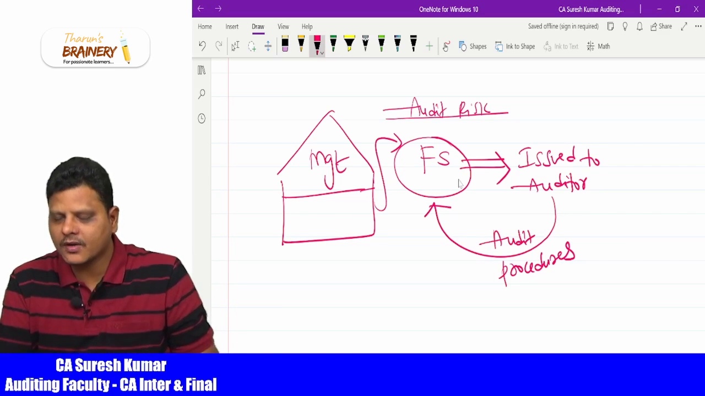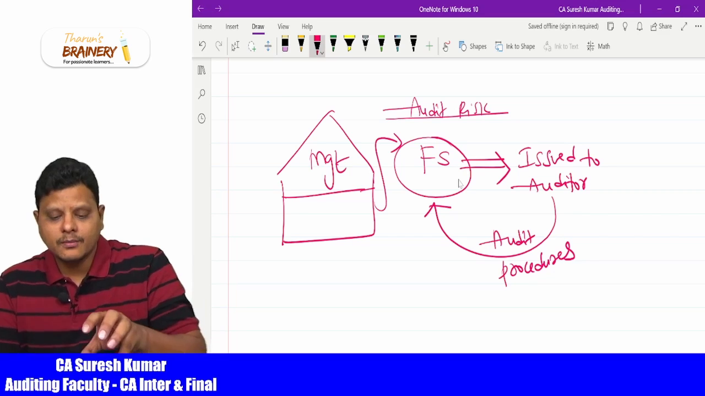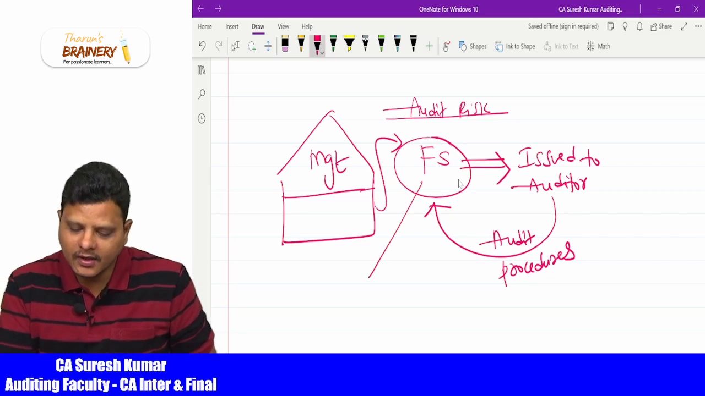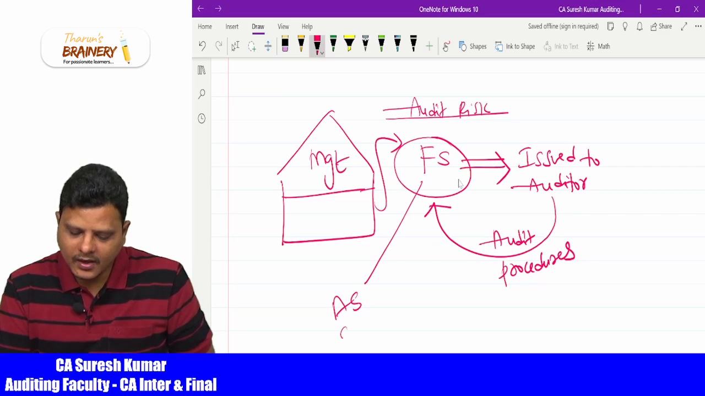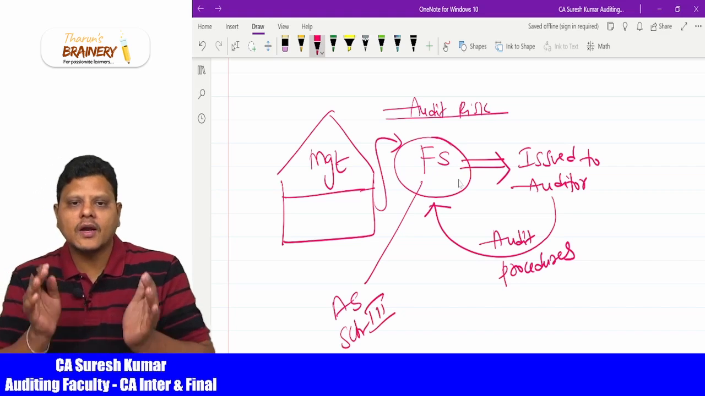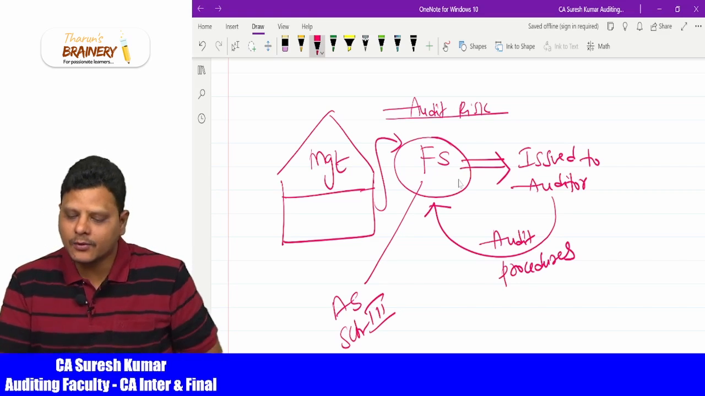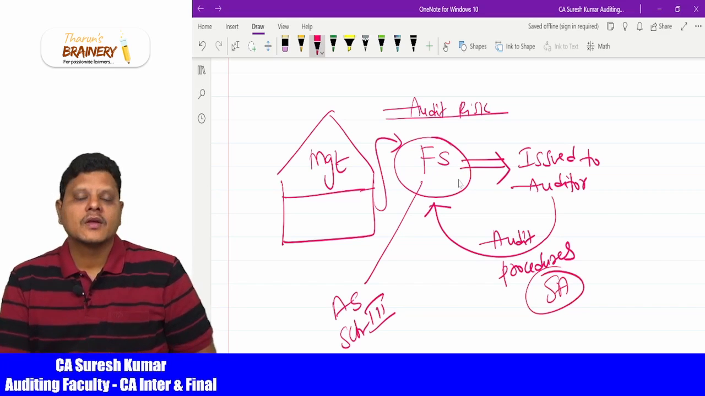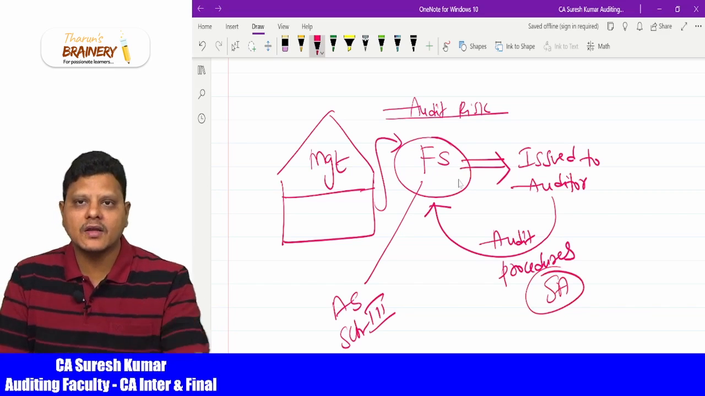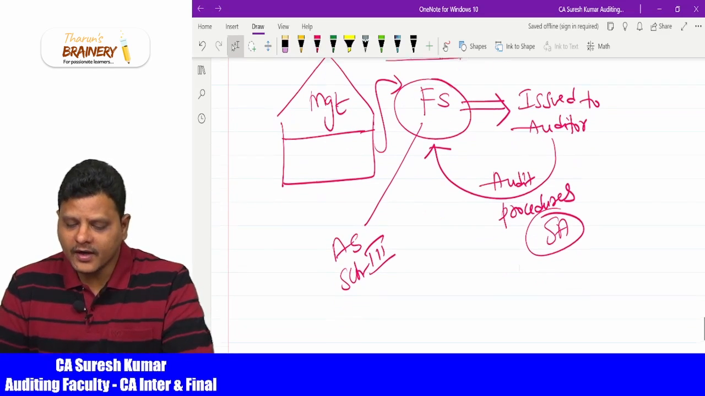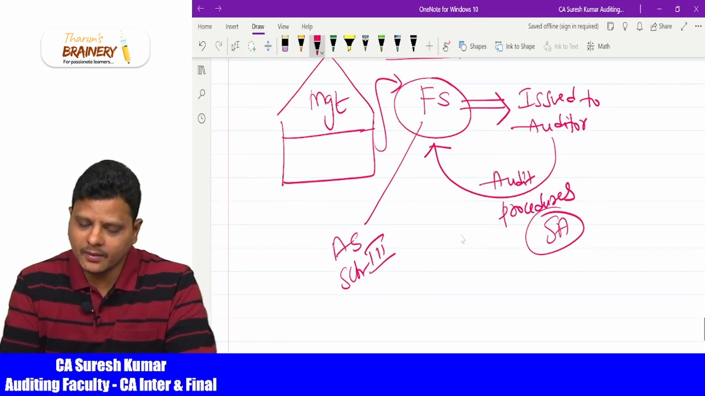Now listen very carefully, there is the matter. Management is going to prepare the financial statements of the companies as per the accounting standards and as per Schedule 3 of the Companies Act 2013. Now what does the auditor have to do? The auditor has to apply the various audit procedures given in the standards on auditing in order to efficiently and effectively conduct the audit. Now listen my dear friends, financial statements are to be prepared by the management.